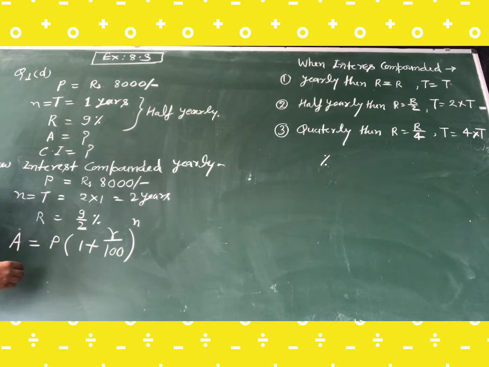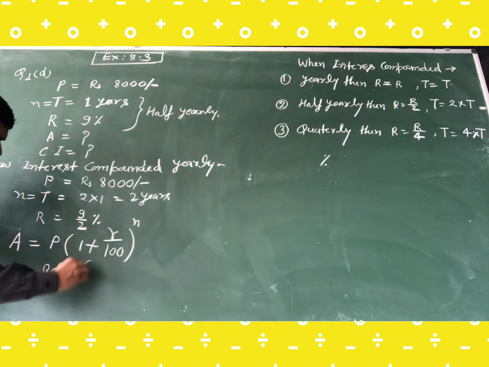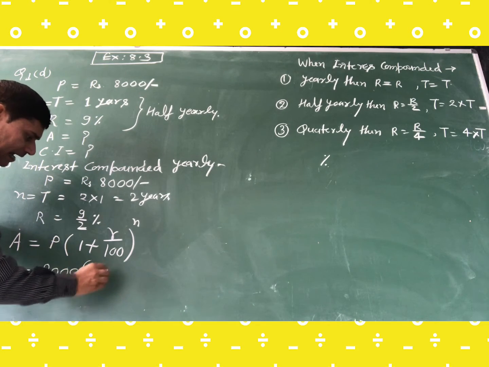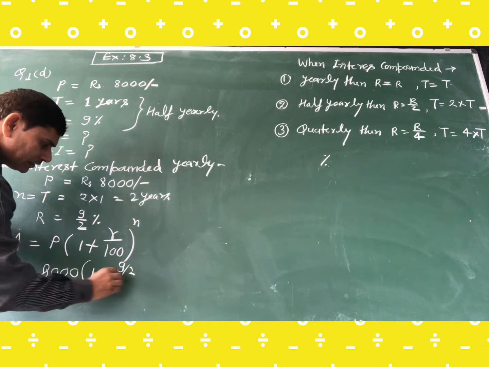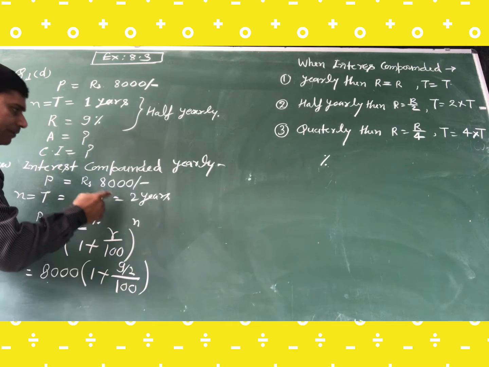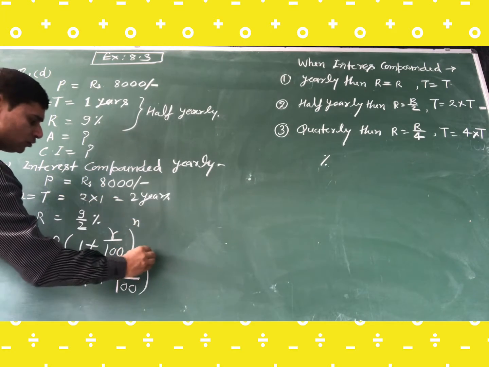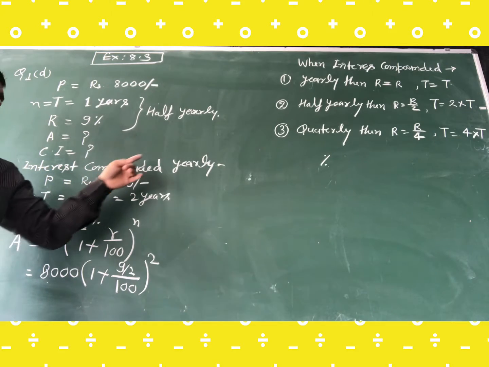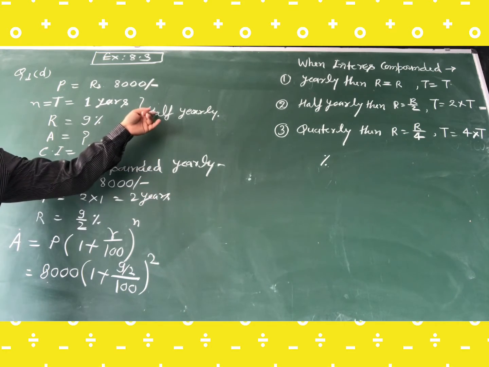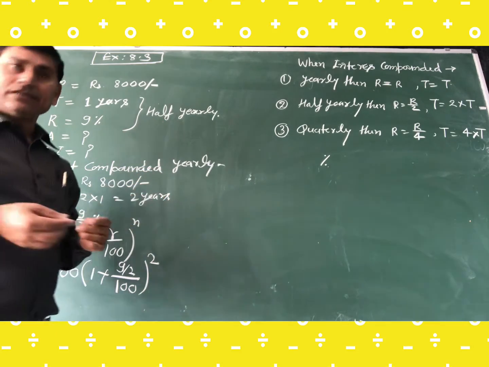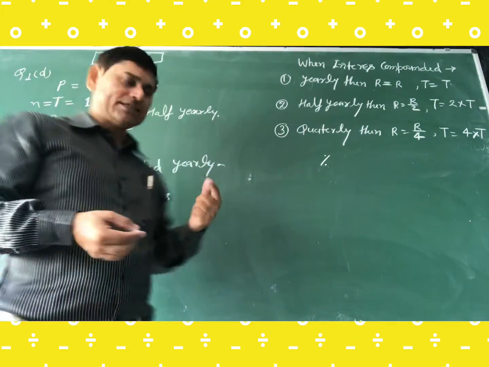So P is given as 8000. Put the value: 1 plus R is 9 by 2, divided by 100, same to same, and time is given as 2 years. You will put these values because now the interest is compounded yearly. First of all, you convert the given condition to per annum, otherwise yearly. So put all the values as you see.